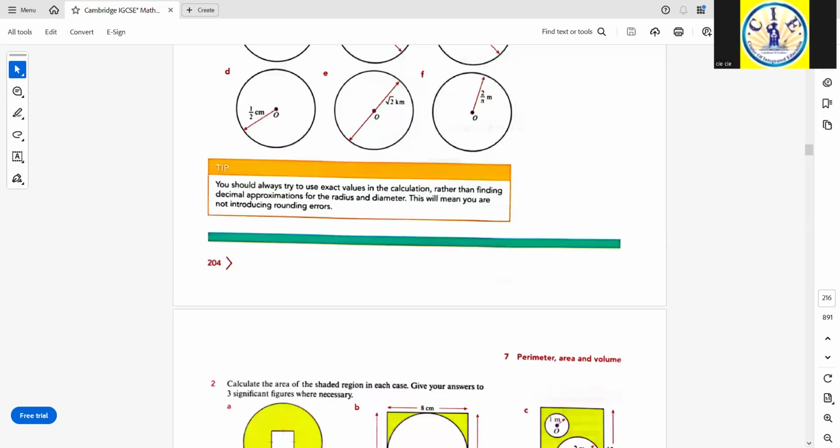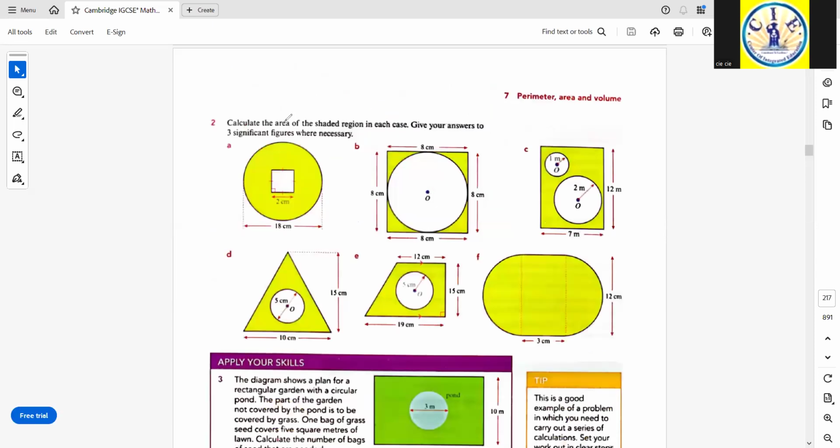Now we proceed to question number 2. Calculate the area of the shaded region in each case. Give your answers to three significant figures where necessary. In part A, we see we have a square inside a circle. So we would be calculating the area that is required.